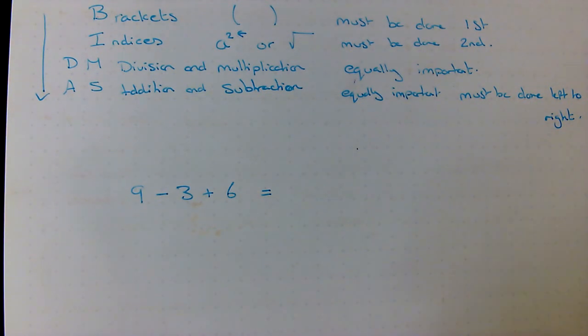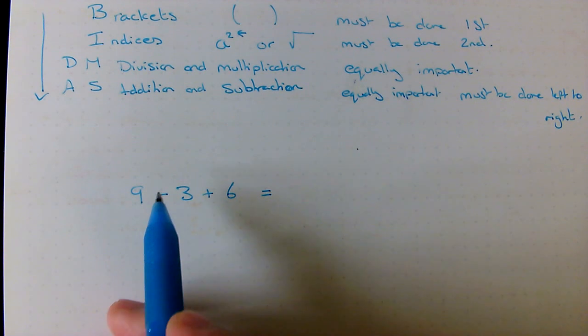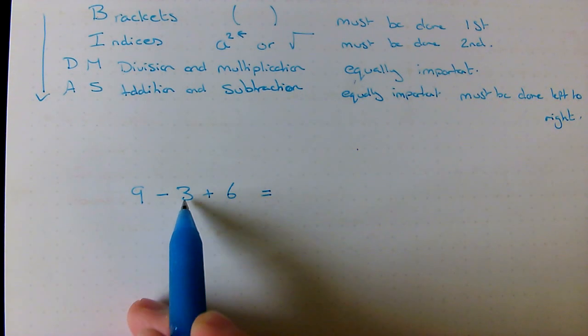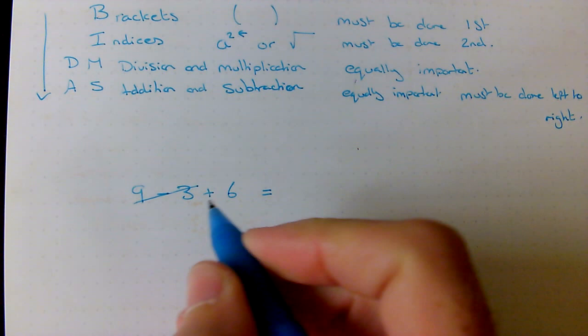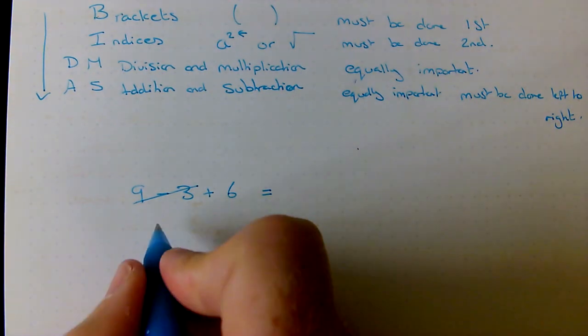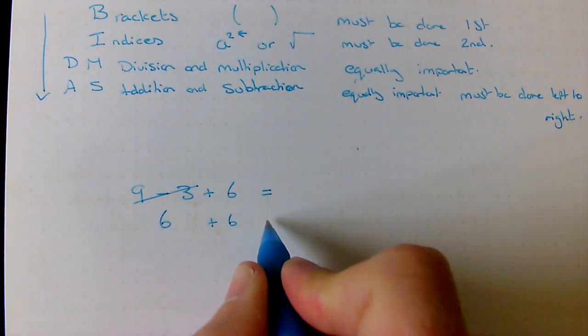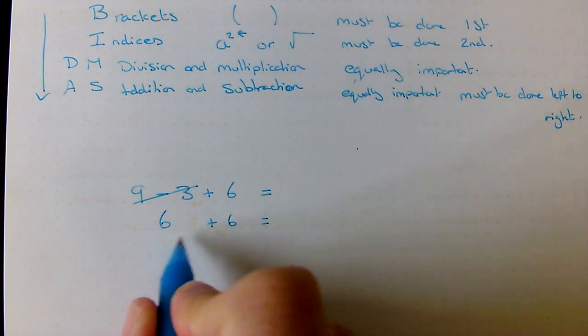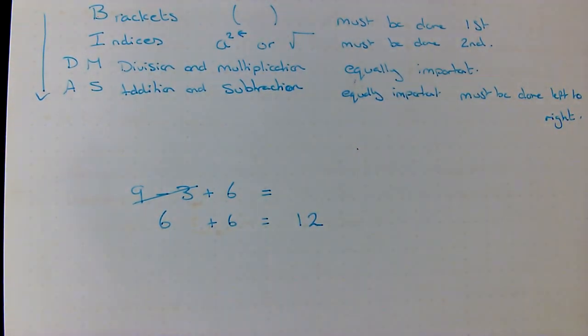Okay, so the way I want us to set this out is like this. So we've got 9 minus 3, we're going to do that bit first. 9 minus 3 is 6, I'm going to cross out the 9 minus 3. Okay, I'm going to write the 6 underneath, and then the plus 6, which I've not yet used, I'm going to bring down. It's one calculation. Okay, so our answer is 12. Nice and simple.